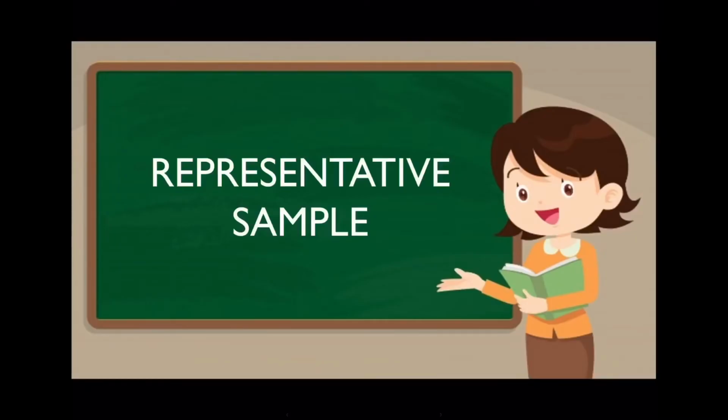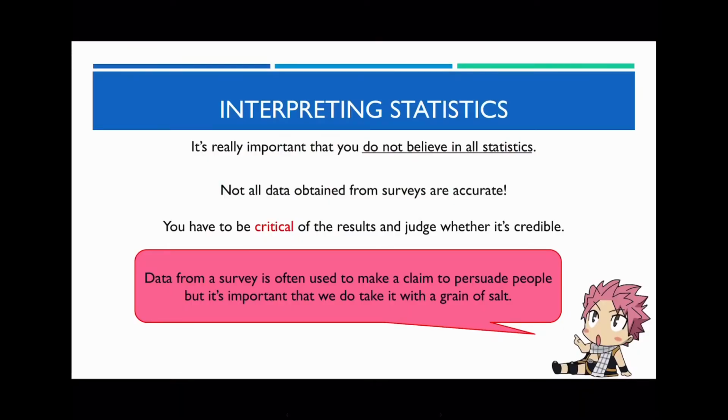What we're going to be looking at next is something referred to as the representative sample. Now, we know that statistics can be used to guide our thinking process, but sometimes statistics can be used to mislead people. What I'm really trying to say in this slide is it's important that you do not believe all statistics that are given to you. Not all data obtained from surveys are accurate, firstly, because the way that the survey is administered is incorrect. So you have to be really critical of the results and judge whether they're credible or not.